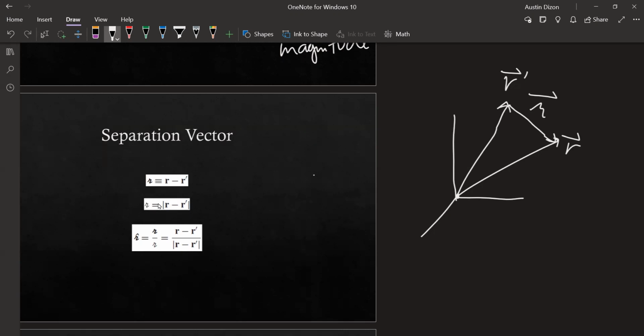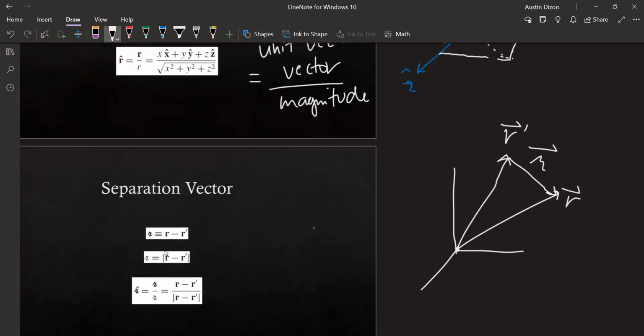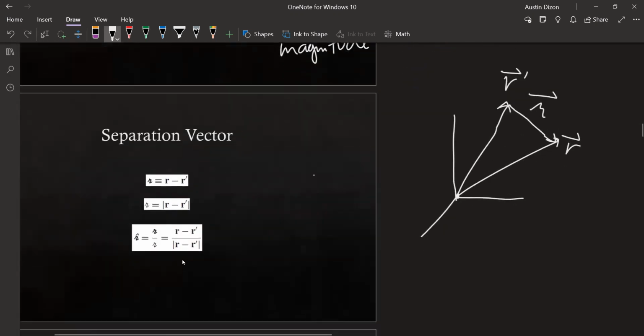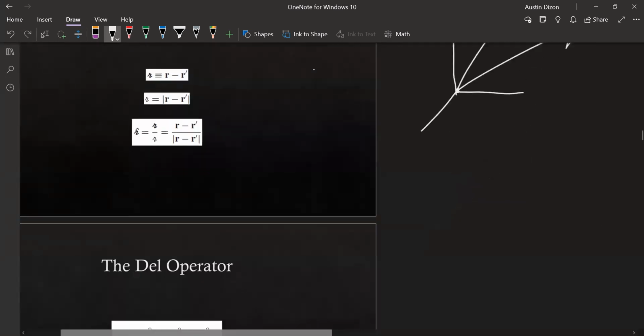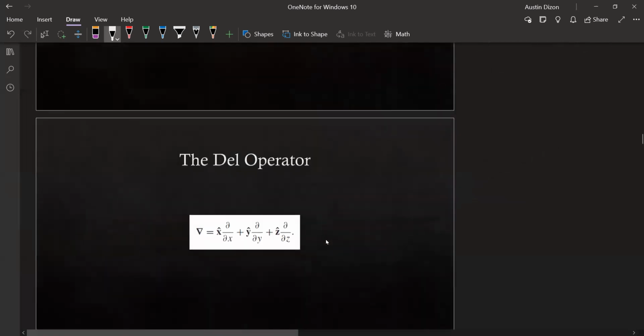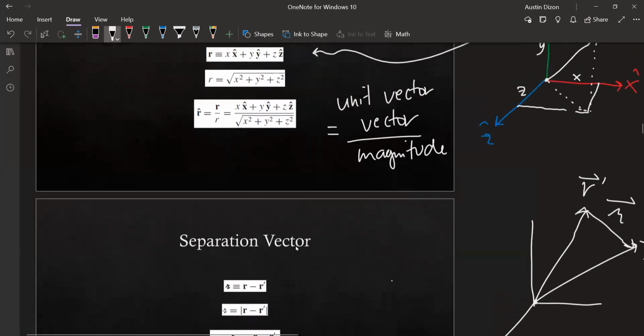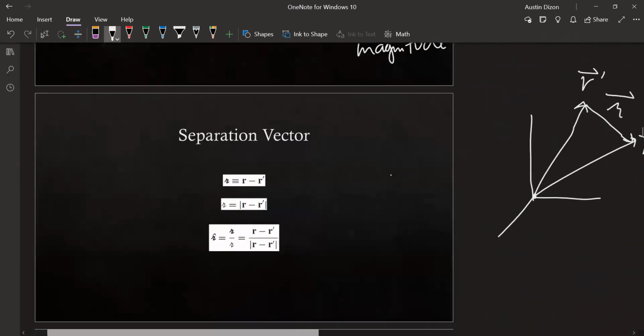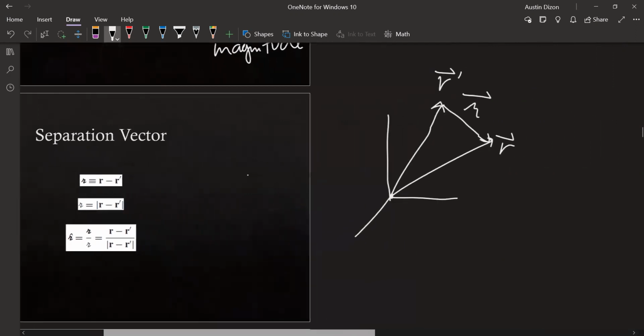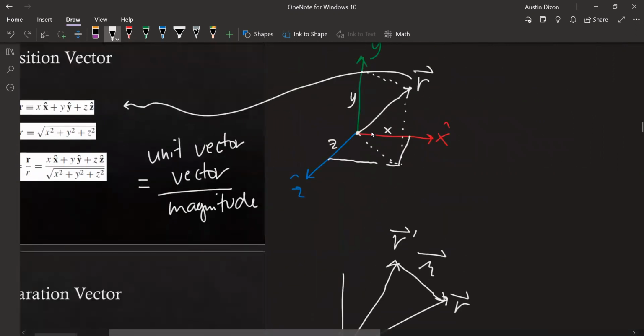So again, yung magnitude mo will be just the magnitude of this guy. And then yung unit vector for the separation vector is just your vector divided by the magnitude. Very straightforward. So, ayun, fairly straightforward naman. Ito ay definitions lang natin. In the latter part of our semester, gagamitin natin itong mga symbol na to.